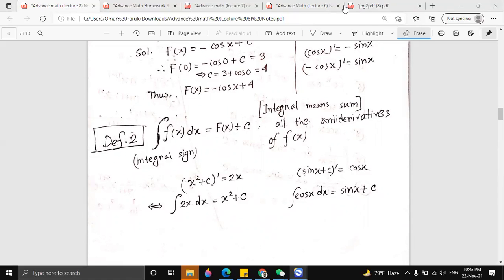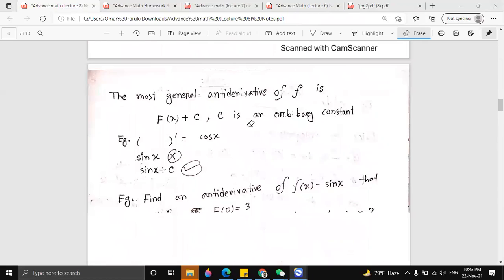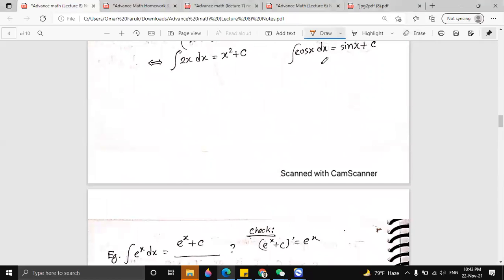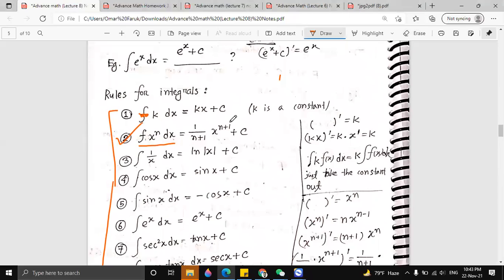So Masedi, now we are going to review some formulas of integration. Firstly, we have the integration of k dx. That means integration of a constant. It will be that constant multiplied by x plus c. Here k is a constant, so the integration of a constant is the constant multiplied by x plus c.